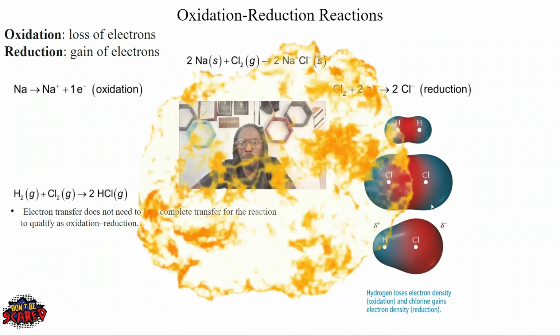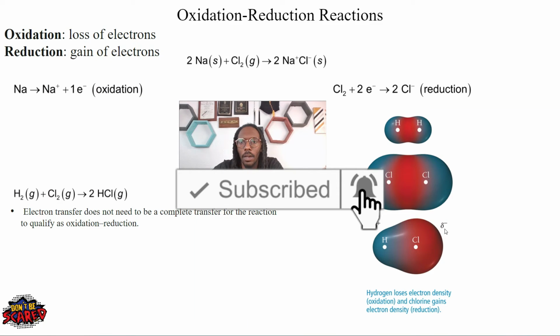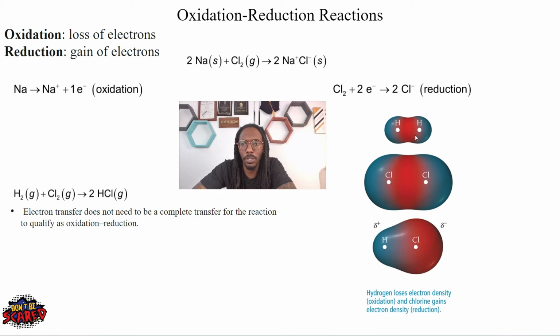Looking over here, this is showing us our electron density map. We have our hydrogen and our chlorine, and when we come together, our hydrogen loses electron density. If it's losing electrons, it's being oxidized. Chlorine is gaining electrons, so it's being reduced. This shows that with the partial positive on the hydrogen and the partial negative on our chlorine here.